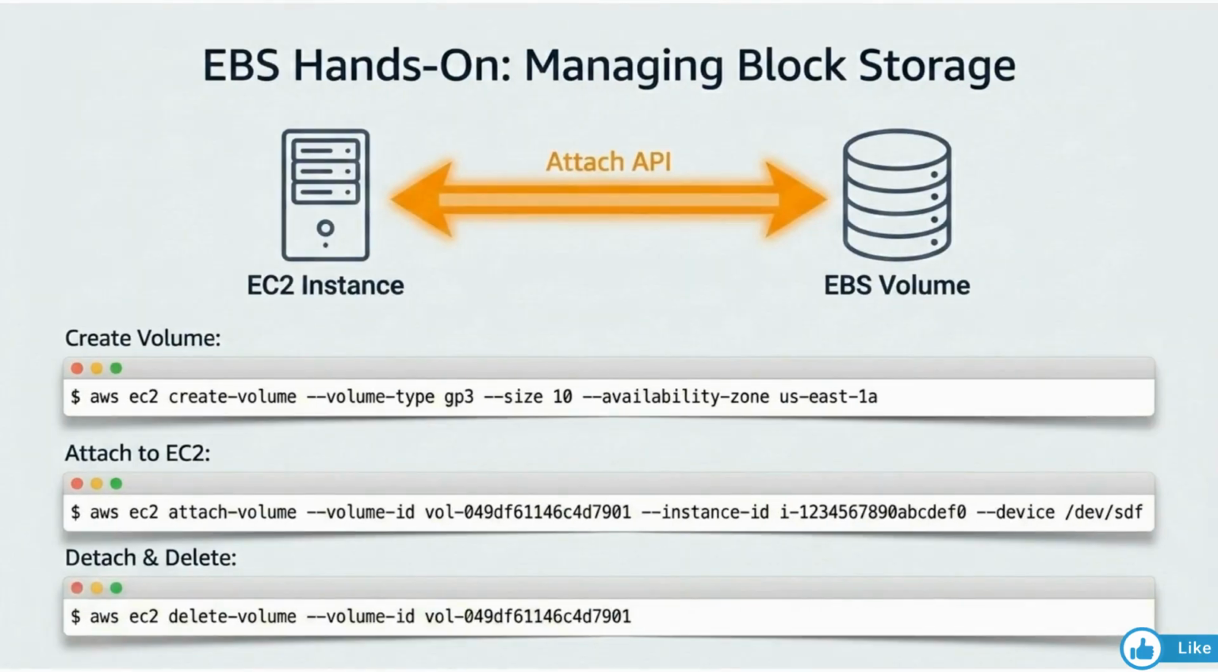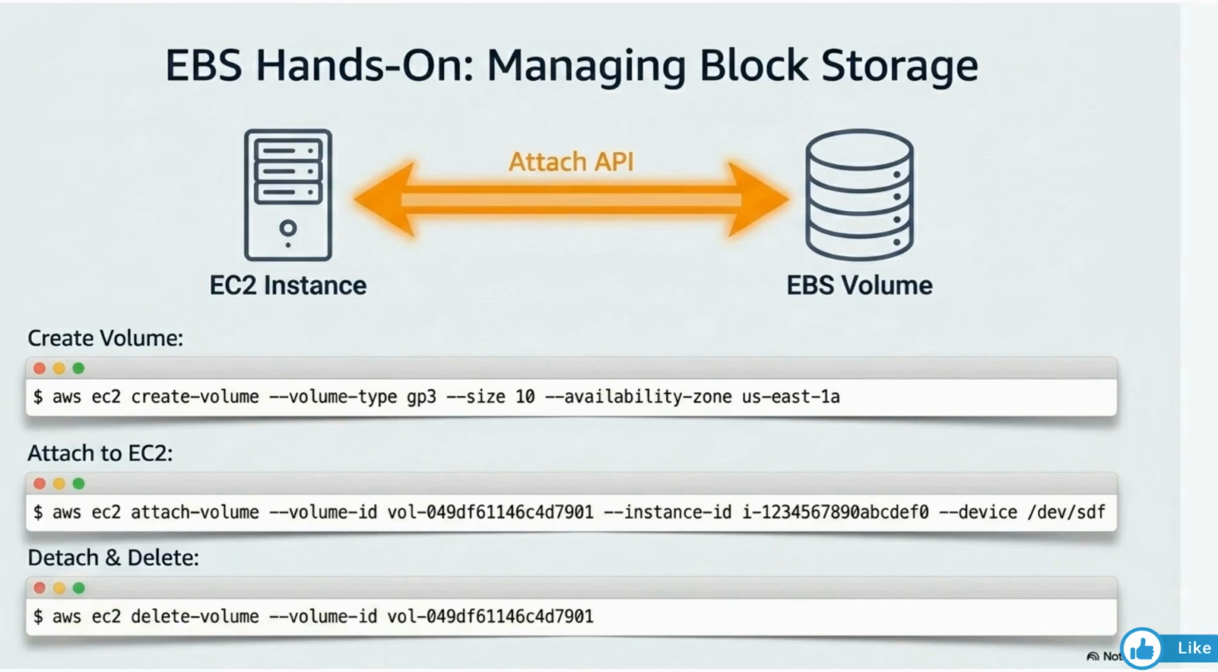EBS stands for Elastic Block Store. It is like a virtual hard disk for EC2 instances. With CLI, we can create an EBS volume, attach it to an EC2 instance, detach it, and delete it. This is useful when applications need extra storage. For example, databases, logs, and application data often use EBS volumes. In real projects, storage automation is very common during server provisioning.